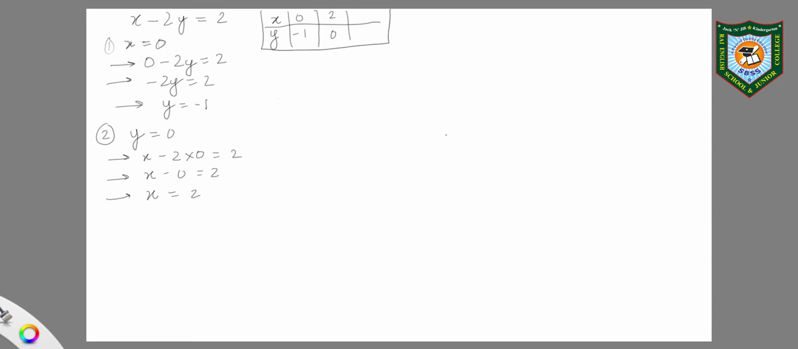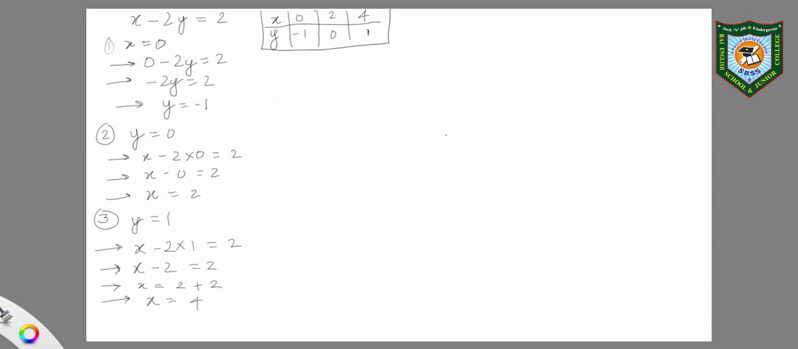Now I have received 2 points. I need a third point to be sure. So we can take any point according to our choices. Let's say I want y as 1. So y is equal to 1. That gives me x minus 2 into 1 is equal to 2, which is x minus 2 is equal to 2. Minus 2 goes on the right hand side. So x is equal to 2 plus 2, which gives me x is equal to 4. So now my third point is 4, 1.